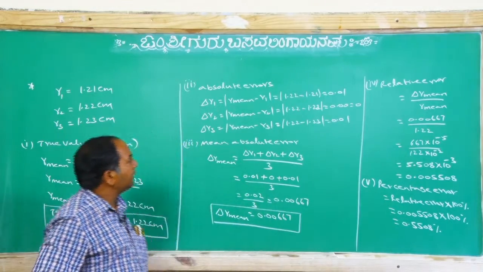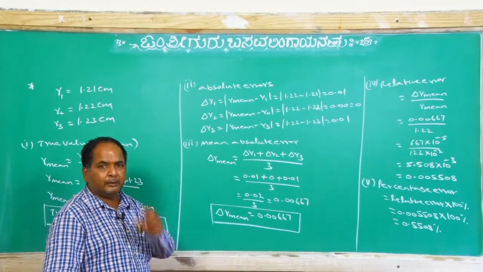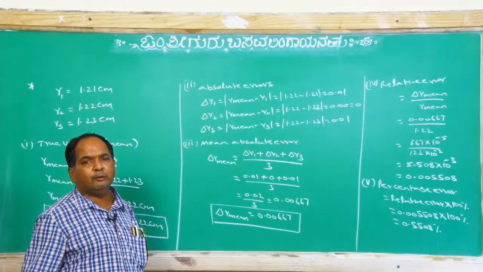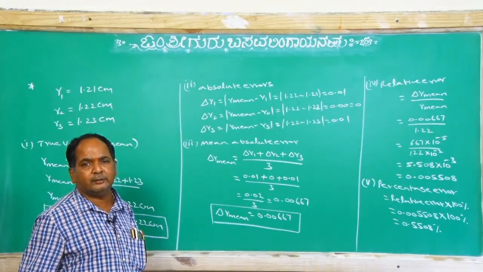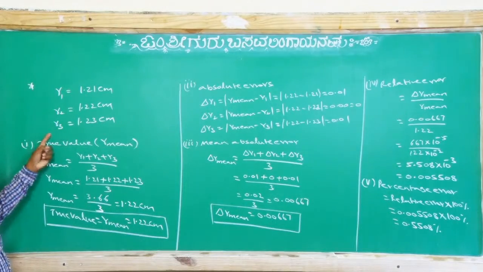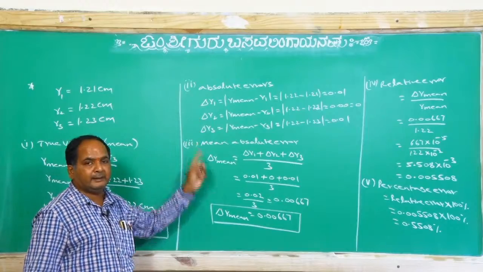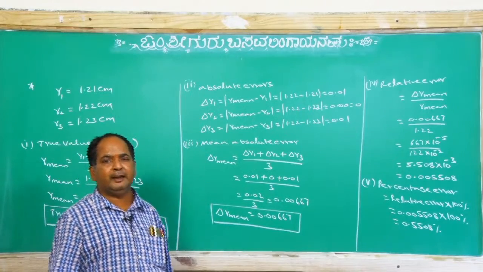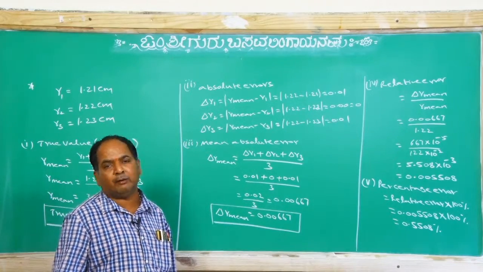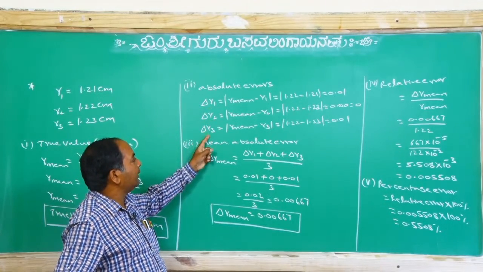Next, what is the other one? Absolute errors. Absolute error means the modulus of true value minus the observation. Here, how many observations are there? 3. So, how many absolute errors are we able to get? 3. Generally, absolute error is denoted by delta of that quantity. So, here the radius is given, so delta R1, delta R2, delta R3.